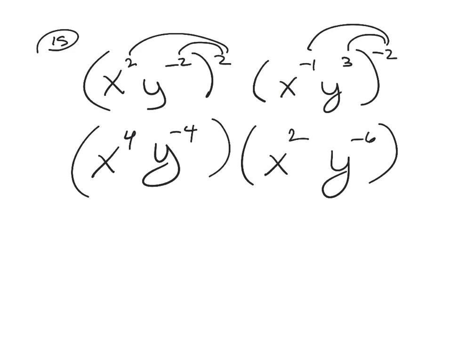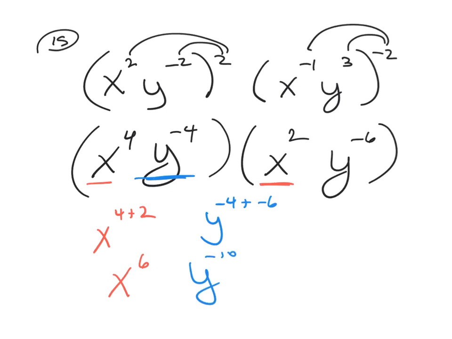Now, when you multiply powers that have the same base, we add their exponents. So I'm going to add x to the 4 plus x squared and get x to the 6th. And then I'll go back and get the y's. So y to the negative 4 plus negative 6 gives me y to the negative 10th.